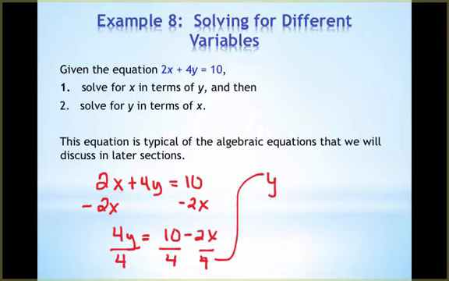And when I do that, I get y equals 10 divided by 4. I can either use my calculator and get that in decimal, but as you'll see later, a lot of times we want to leave these in fractions. I'm going to just go ahead and leave that as 5 over 2, because 10 and 4 are both divisible by 2, minus, and then 2 over 4 would simplify to 1/2 x. And that would be my answer.